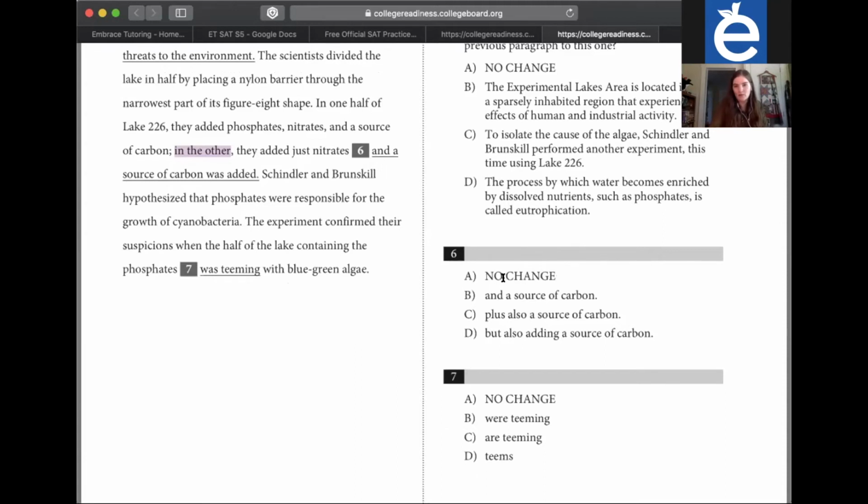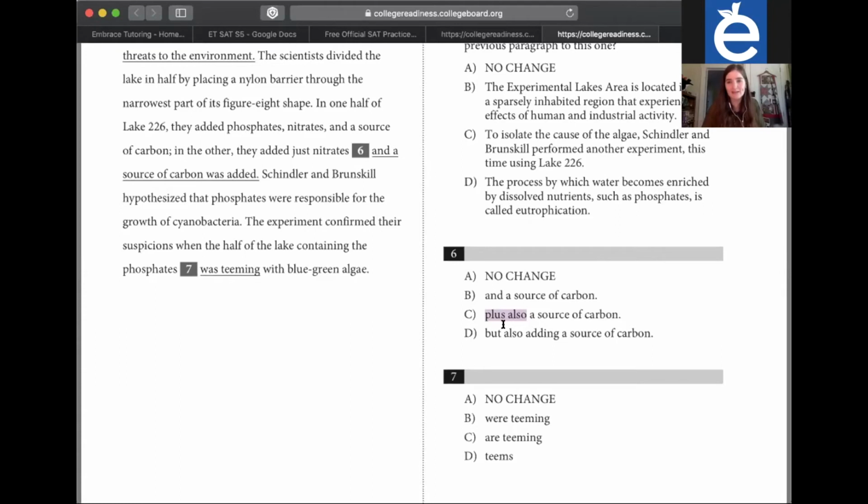We know that A is already wrong, right? C, plus also a source of carbon, is completely redundant. It's completely ridiculous. It's using two different addition transitional words, okay? Plus also, no one says that. That's not an example of strong writing. That is an example of being overly repetitive for no particular purpose, okay? If you said plus a source of carbon, or also a source of carbon, then I would be more willing to integrate that into this discussion. But as it is, plus also, no.